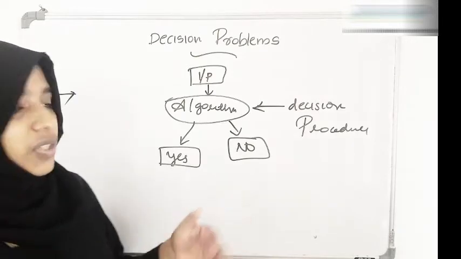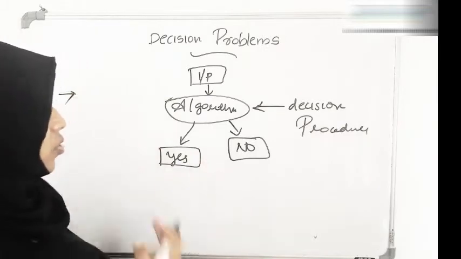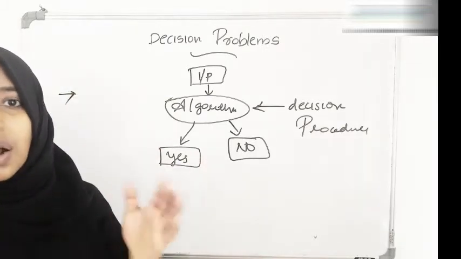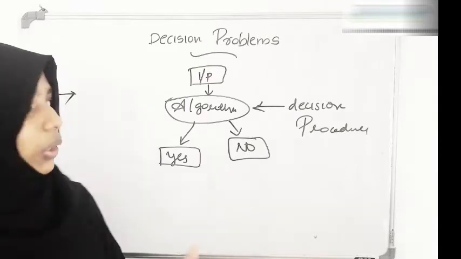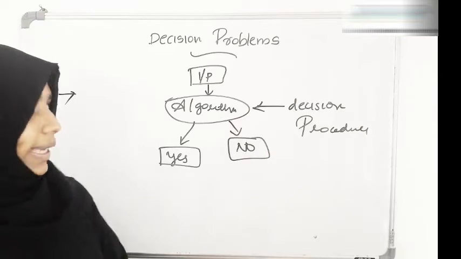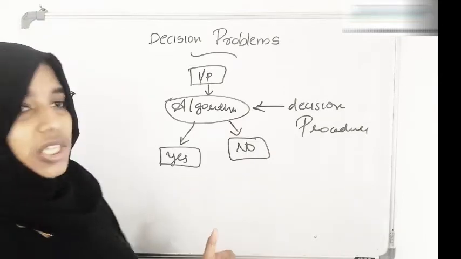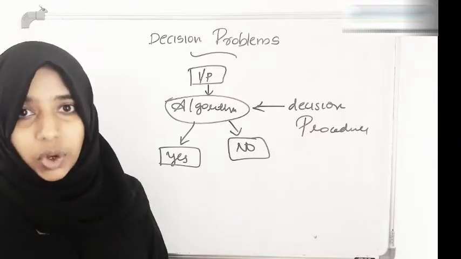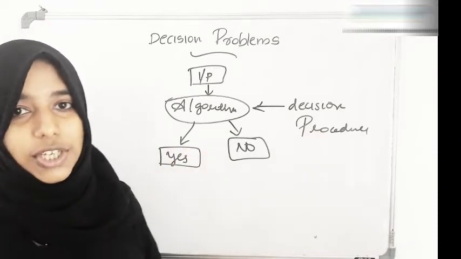All these are examples of decision problems, and the importance of decision problems is that all the problems in computer science can be converted to decision problems with roughly equal complexity. I repeat, all the problems can be converted to a decision problem with roughly equal complexity. That is the advantage or relevance of learning decision problems.